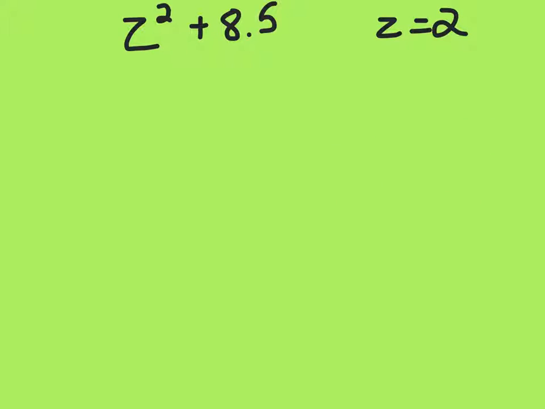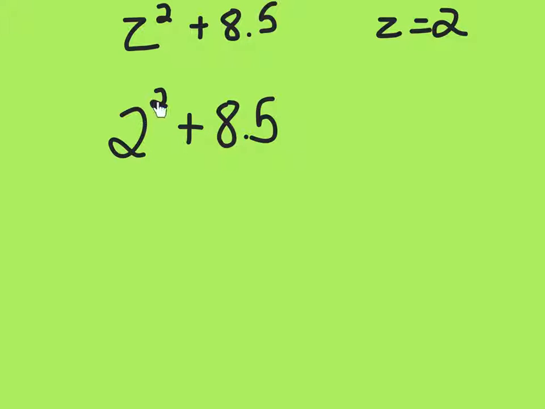Alright, here's example letter B under example 3. And this is z squared plus 8.5 when z is equal to 2. Let's follow the same steps that we have been following. Instead of z, let's write a 2 in there. Don't forget your exponent. And we're going to add 8.5 and just keep everything else the same.